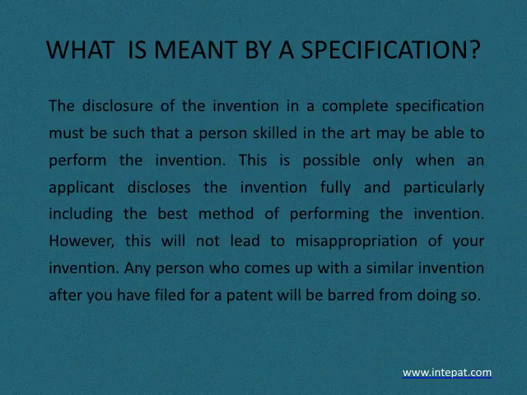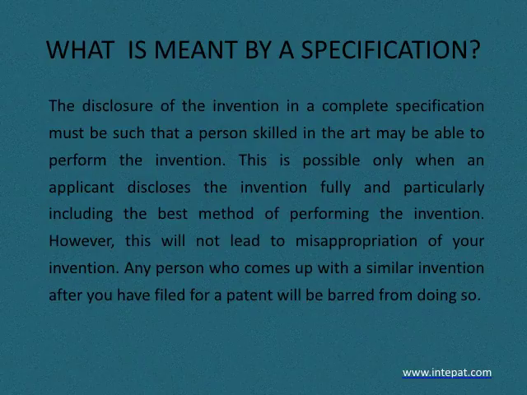Now, the disclosure of the invention in the complete specification must be such that a person skilled in the art may be able to perform the invention. This is possible only when an applicant discloses the invention fully and particularly, including the best method of performing the invention.